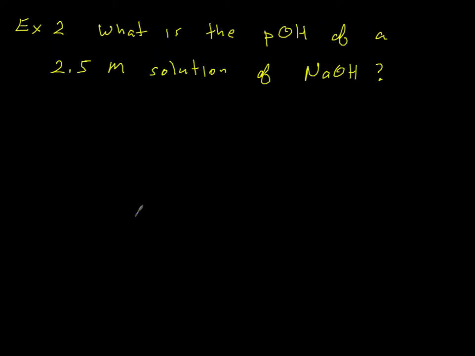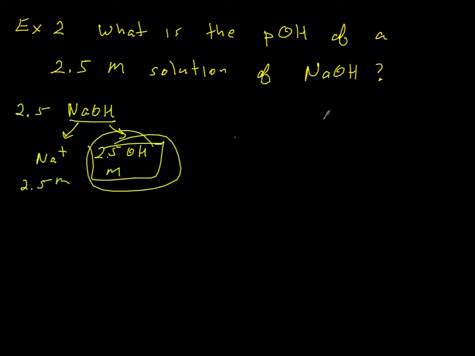Now, example 2. What is the pOH of a 2.5 molar solution of sodium hydroxide? At first glance, you might think they don't give me the concentration of OH, but all you have to do is look at what you have. You have sodium hydroxide, which is a strong base, which means that 100% of it is going to break apart into sodium ions and hydroxide ions. If you have 2.5 molar NaOH, that means you're going to get 2.5 molar OH.